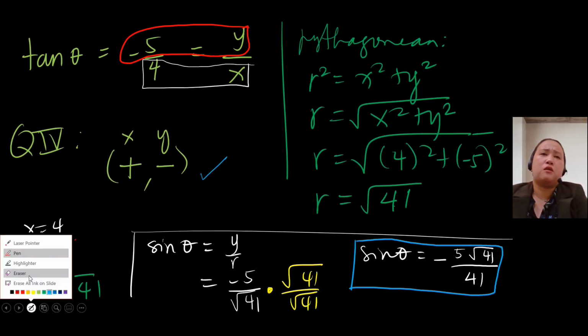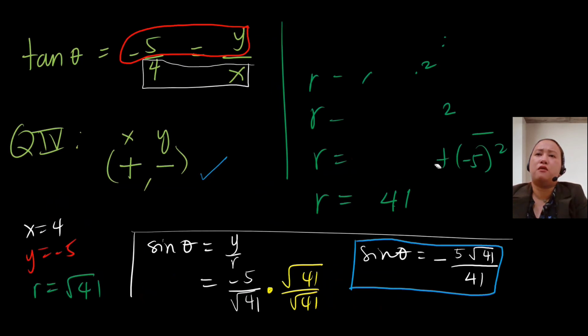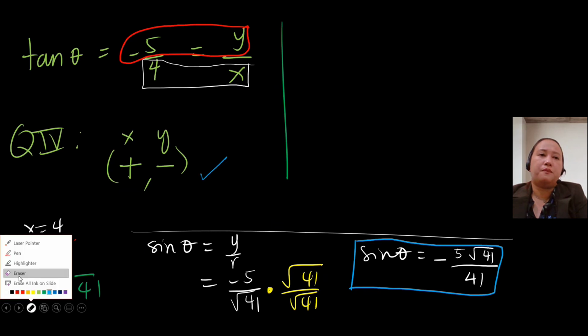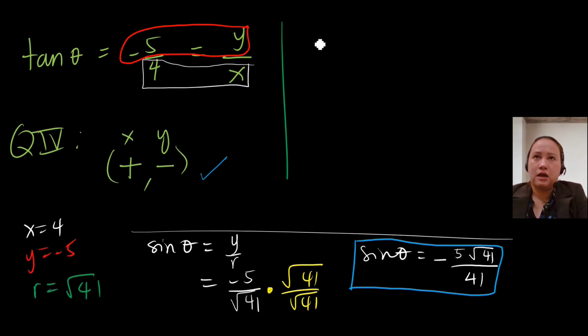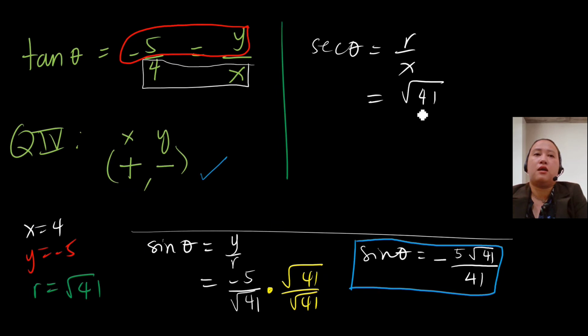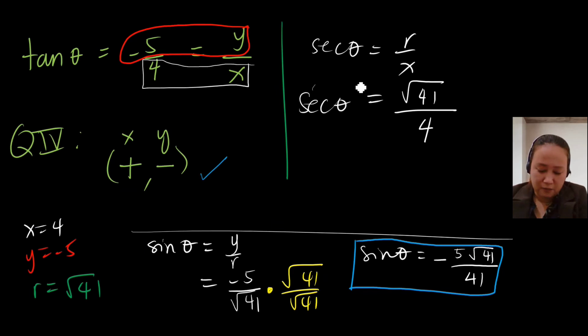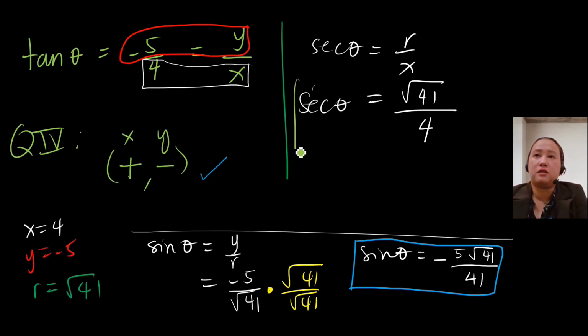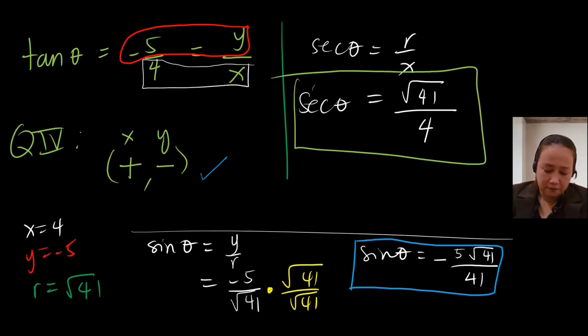Okay, next. Let us solve for the other unknown. The other unknown is the secant theta. I'll just erase this portion. Secant theta equals r over x. So just substitute. Our r is square root of 41 and then x is 4. So that is the secant of theta. This cannot be simplified anymore. Therefore, this is the answer.